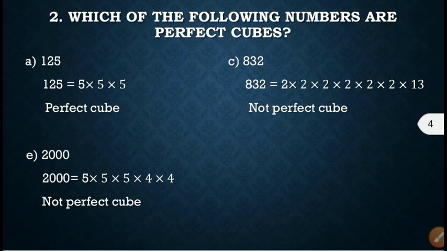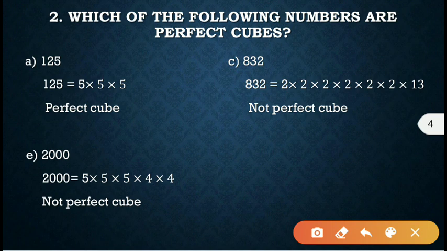Now question number 2. Which of the following numbers are perfect cubes? These same types of questions you have already solved for the square. The only difference is that in this question you are finding out the perfect cube. For a perfect square, in each pair you want 2 digits, but here it is a cube, so in every group you want 3 digits.